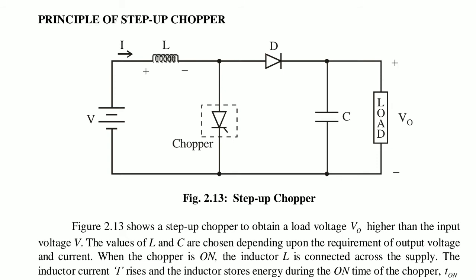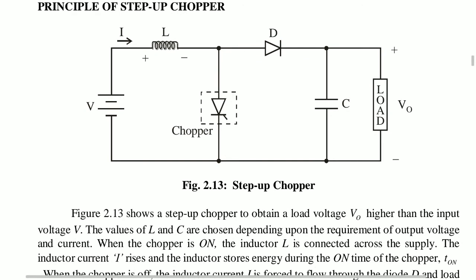We can see in the circuit diagram there is an input DC voltage denoted by capital V. This source of DC voltage can be taken from a battery or another type of DC source. Inductor L is provided in series with this source. The chopper is connected. Capital D, that is the diode, is connected, and C is in parallel with the output load. So this is the basic circuit diagram of the step up chopper.